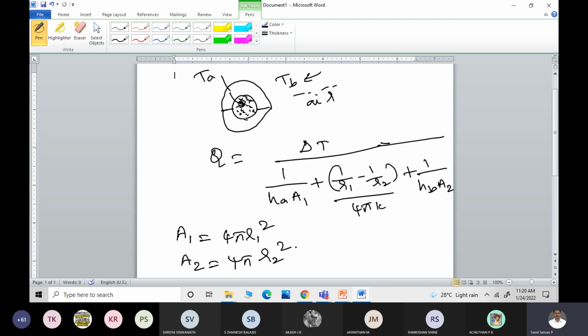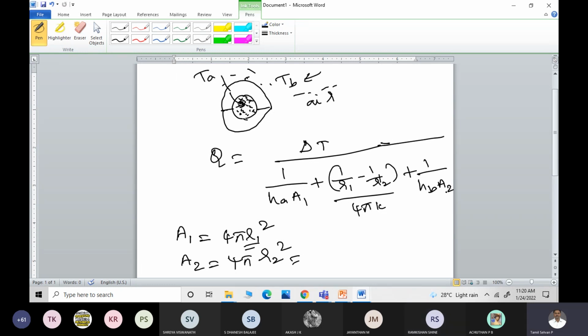The inner fluid is acting on the inner layer, and the outside air is acting on the outer surface. So the air acts on the outer surface, with area 4 pi R2 squared. The inner liquid acts on the inner surface, so the inner surface area is 4 pi R1 squared. All of you are able to understand this? Yes, sir.